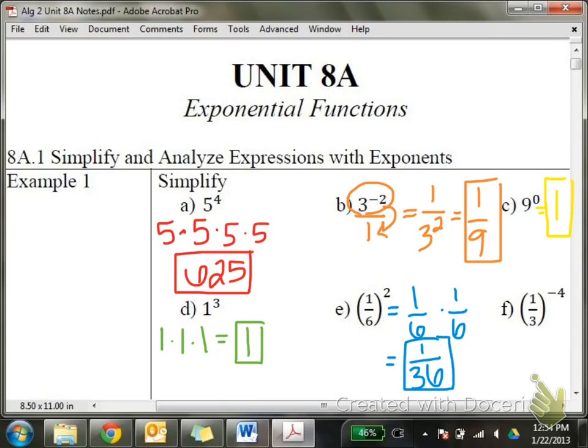That is correct. Another thing we can also do is we can take that exponent of 2 and what can we do with it? Square it on top and bottom. So 1 to the second gives us our 1. 6 to the second gives us our 36. You can use either method. Okay?